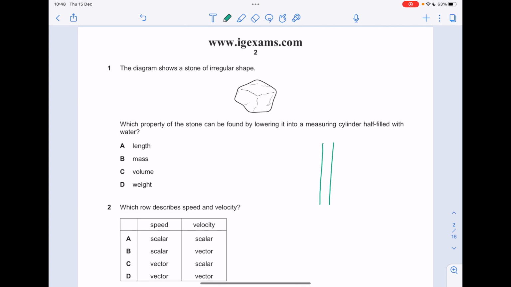So here's our measuring cylinder. And remember, a measuring cylinder measures volume. So if our original water level looked like this, then we drop the stone in it. That water level will rise, and the difference between those two numbers will be the stone's volume.